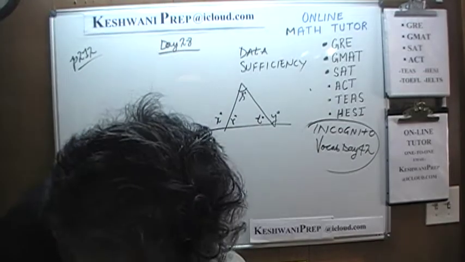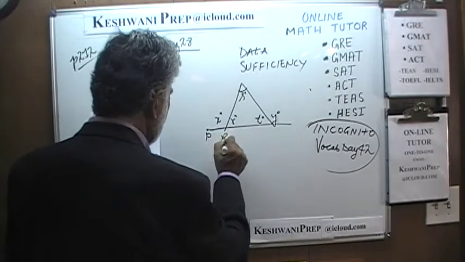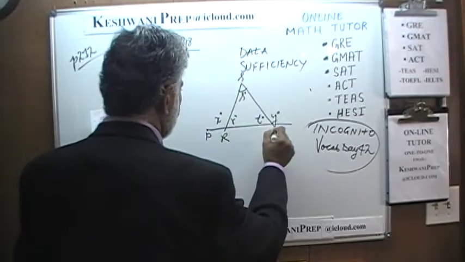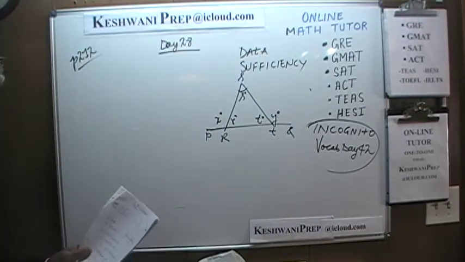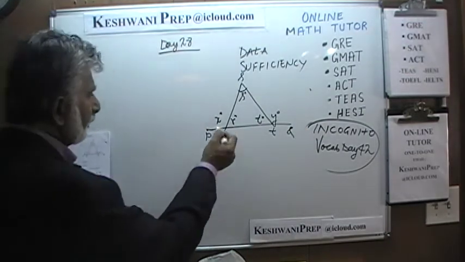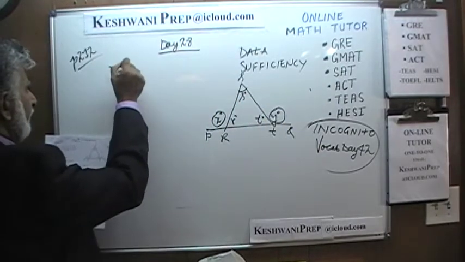I don't know why they have to name so many things here. But this is what they're calling P, R, S, T, and Q. Enough of that. Let's take a look at it. The question simply is, so this is the x degrees and this is the y degrees. This question simply is, what is the sum of x and y?